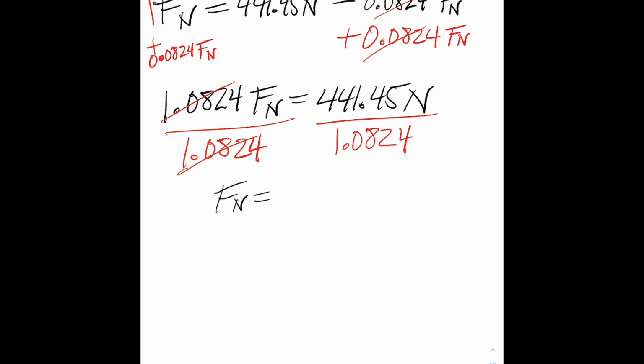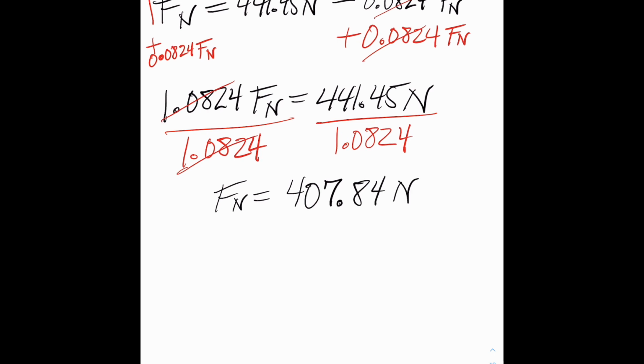Fn is equal, what is that equal to? 441.45 divided by the second answer. I'm getting about 5. Oh, whoops. All right, let me do that one more time. 441.45 divided by 1.0824. Okay, getting about 407.84, rounding a little bit there, newtons for my force normal. And I think this actually is the answer to part C.